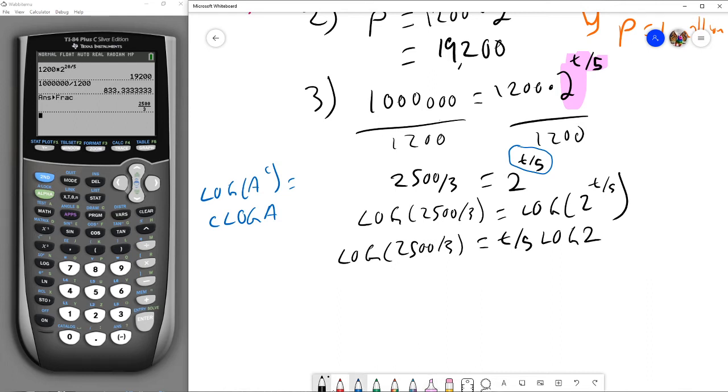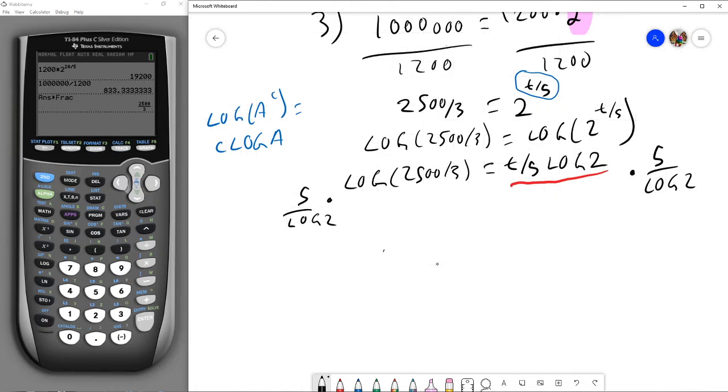Now, this quantity here is simply just a number, just log of 2 divided by 5. That's all just a number times a variable. So I'm going to divide out both sides, or we can think of it as multiplying. So I'm going to multiply both sides by 5 over log 2. So times 5 over log 2.